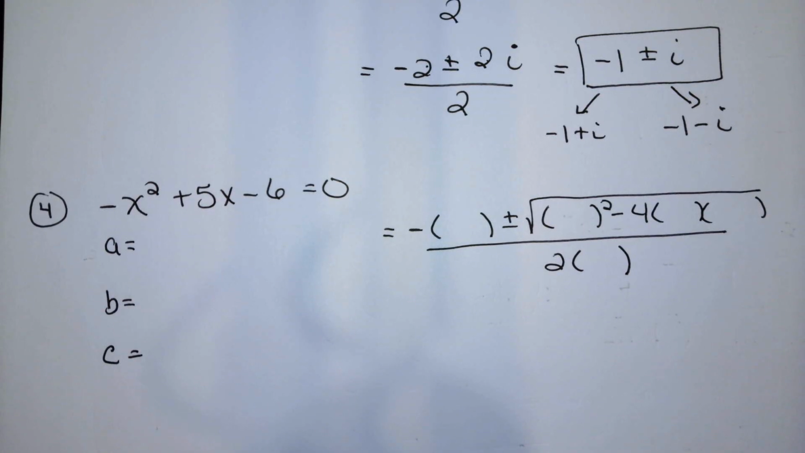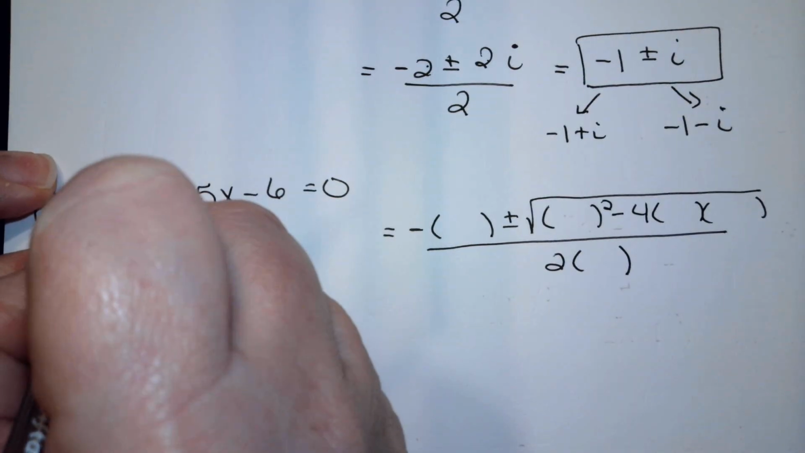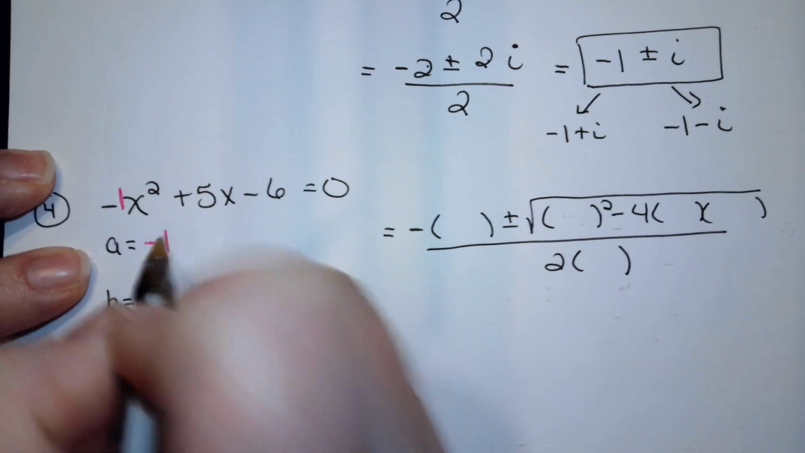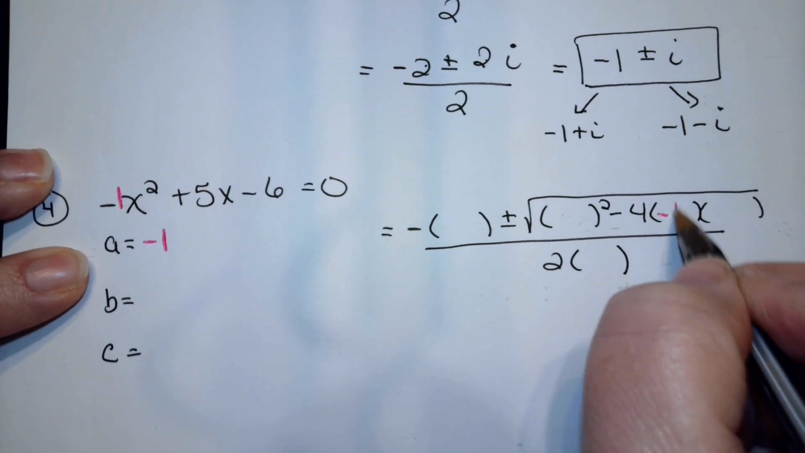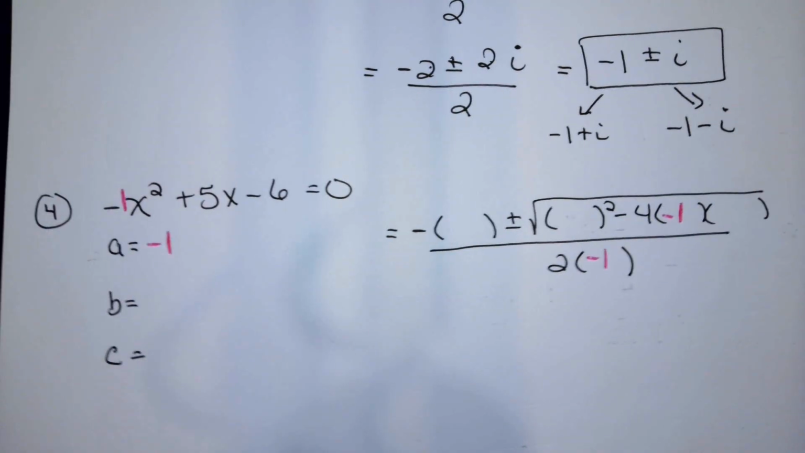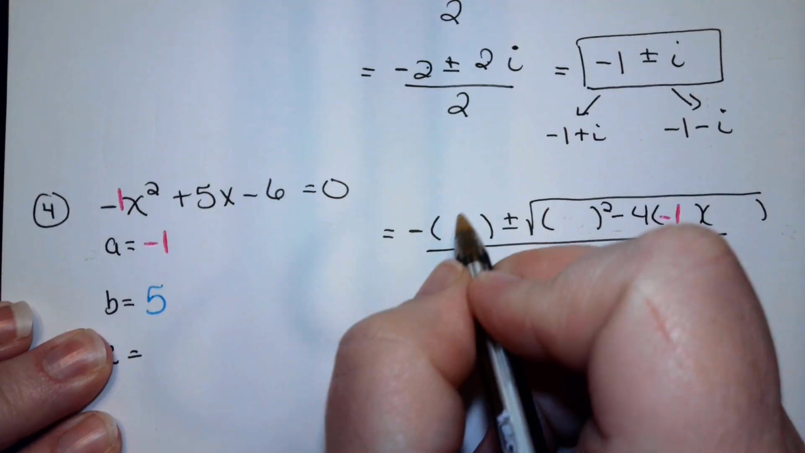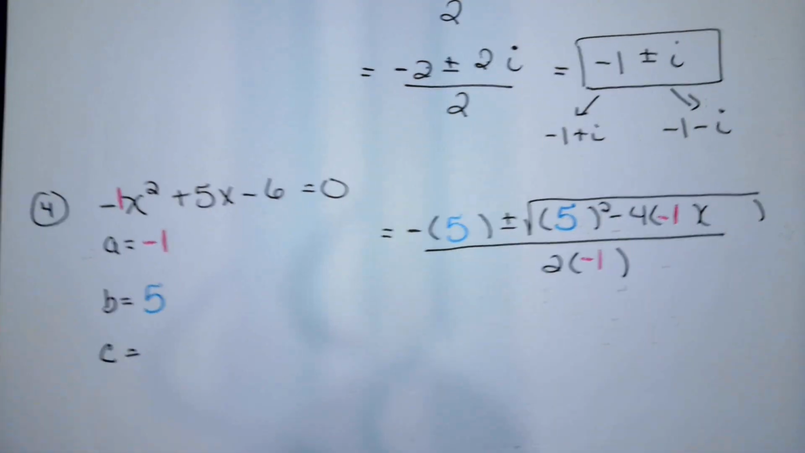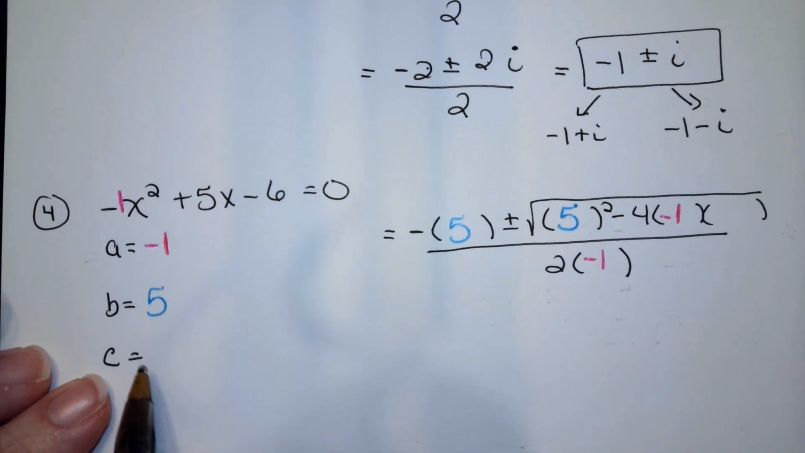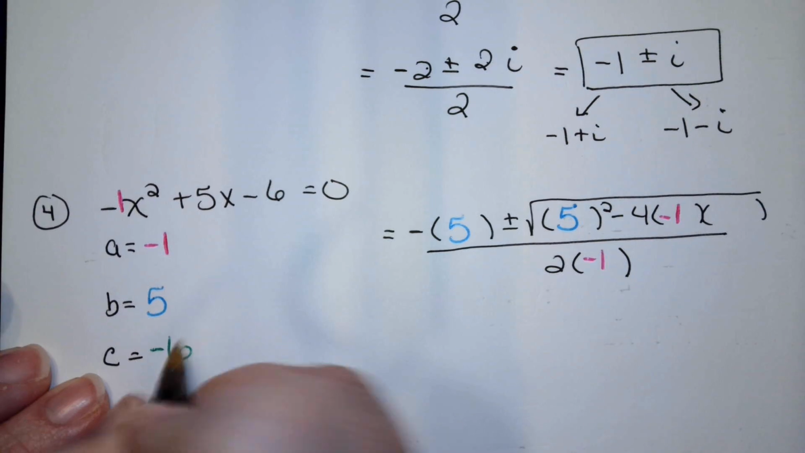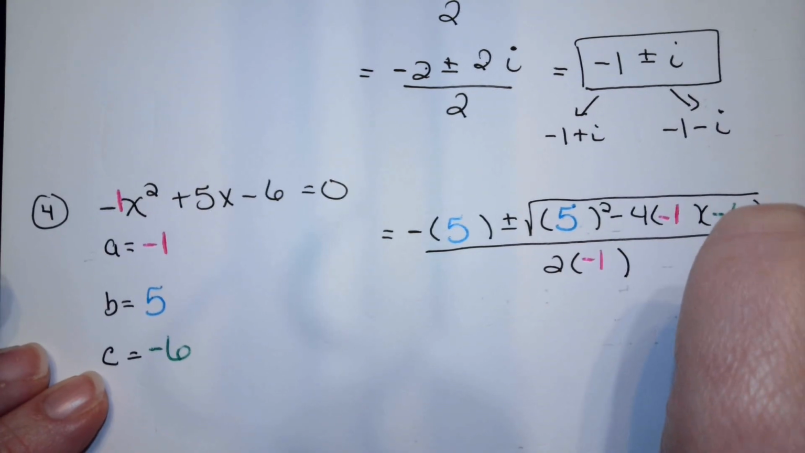Alright, so let's see how you did. Our A value is understood to be negative 1. So wherever we have an A, we're going to put negative 1. Our B value is 5. So wherever we have a B, we're going to put 5. And our C value is negative 6. So right here in place of C, we put negative 6.